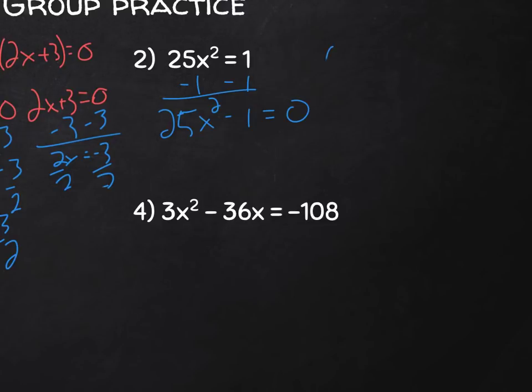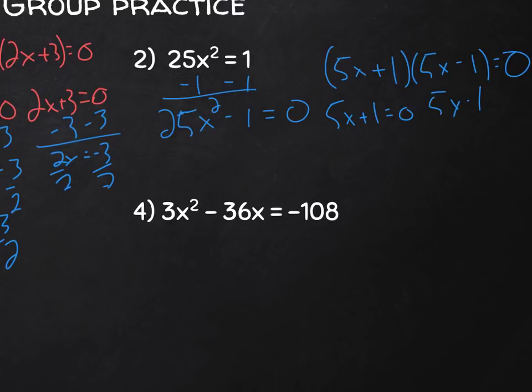So what squares to give me 25x squared? That is 5x. And what squares to give me 1? That is 1. Make 1 positive, 1 negative. Set those equal to 0. Solve, subtract 1. Divide by 5. And x equals negative 1/5.